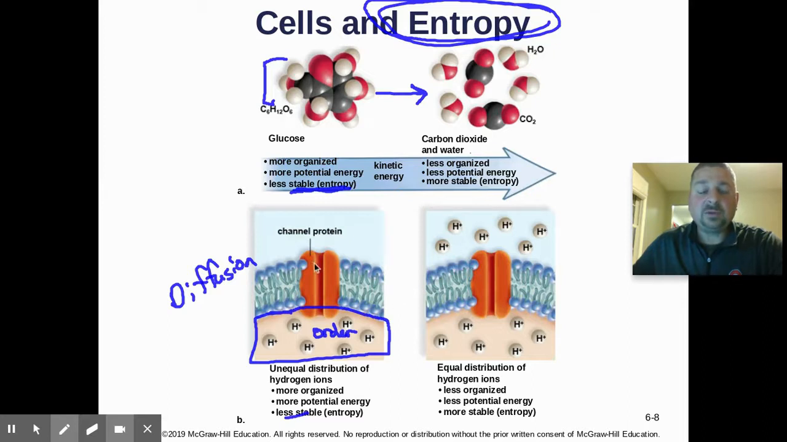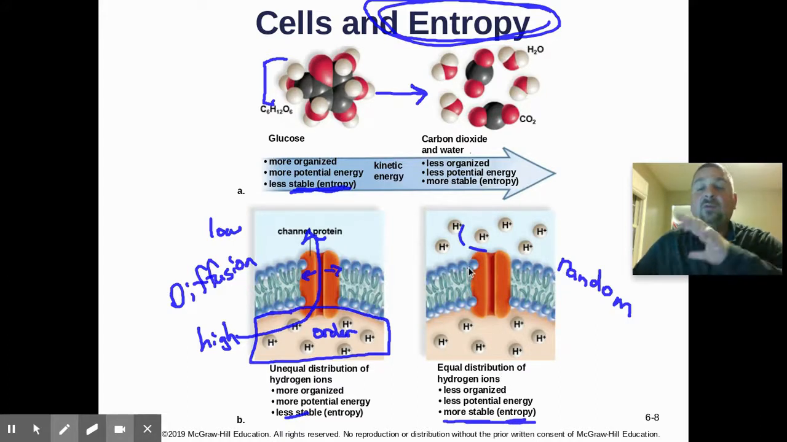So when this channel protein opens up, guess what happens? We say things move from a high concentration to a low concentration. Okay, so the ions will move out of the cell. Now look, they're more scattered. We say they are more random. Okay, that's more stable because it's more random. They're randomly spread out. Okay, so that's why diffusion works as well.